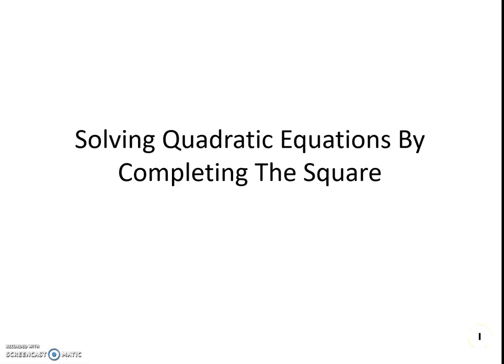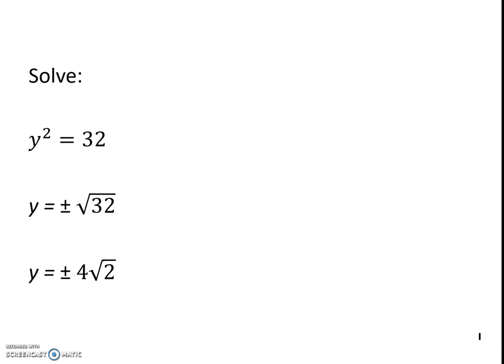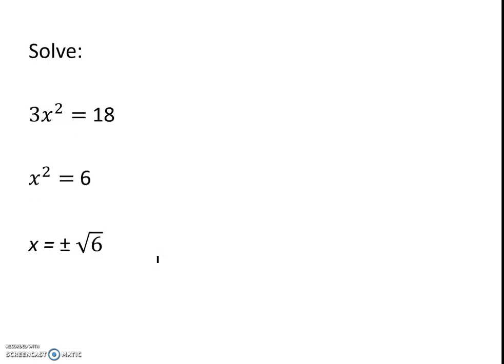Today we're going to be looking at solving quadratic equations by completing the square. Our first example is y squared equals 32, and to undo that squaring we take the square root of both sides and we're left with y equaling positive and negative square root of 32. We know 32 is 16 times 2 and that the square root of 16 is 4, so we can bring that out and leave the 2 in the radical. So y ends up being plus or minus 4 times the square root of 2.